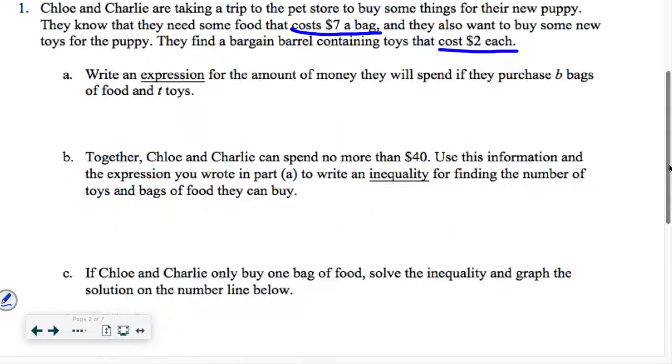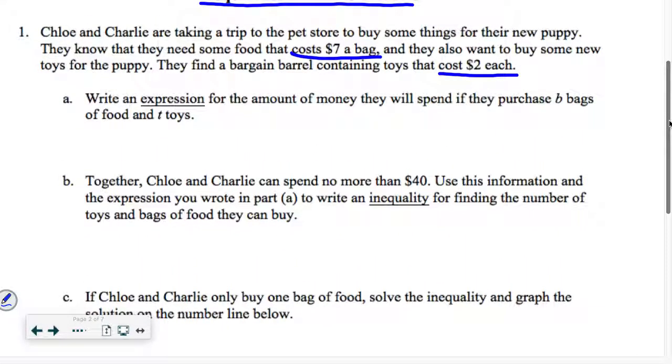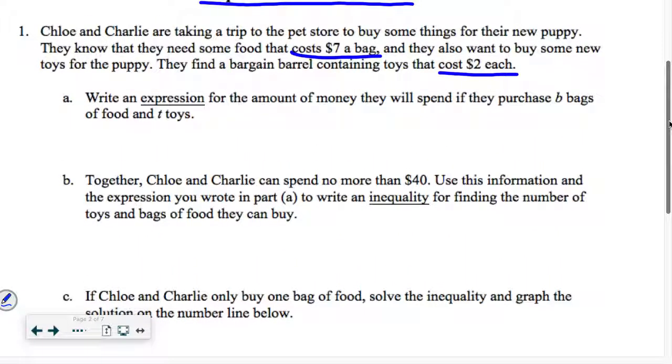The first goal, just like with any word problem, is we want to write a model for this. So in order to get our model, we want to figure out our variables. Thankfully, they gave that to us: B for food and T for toys. To represent the amount of money that we want to spend, we know that food costs $7 for every one bag. So if I am buying multiple bags, we're going to multiply B by 7. We're going to add $2 for every toy. So that's 2 times T to represent the total cost of money.